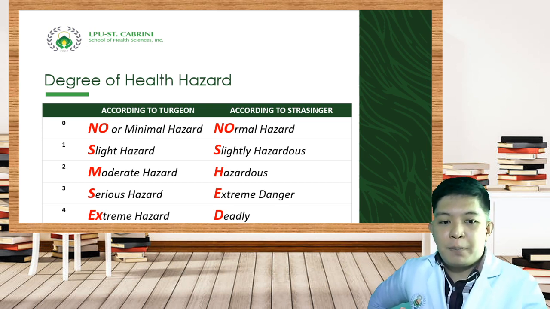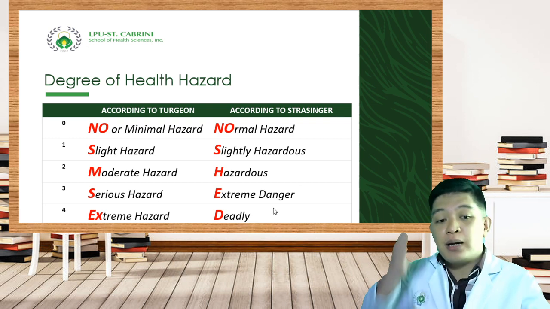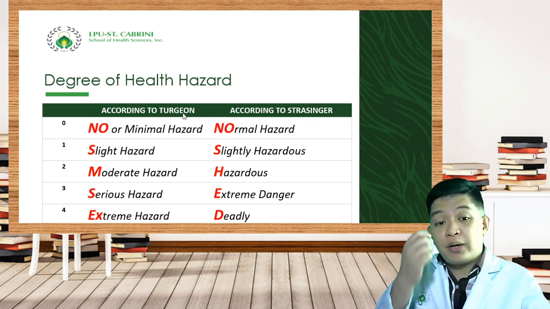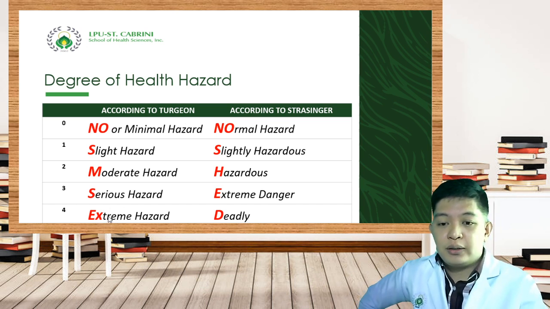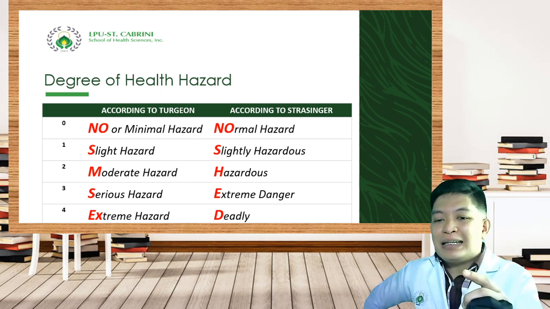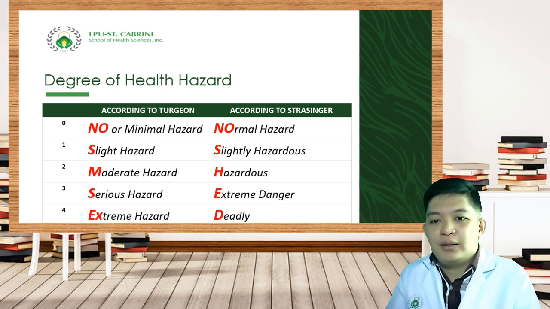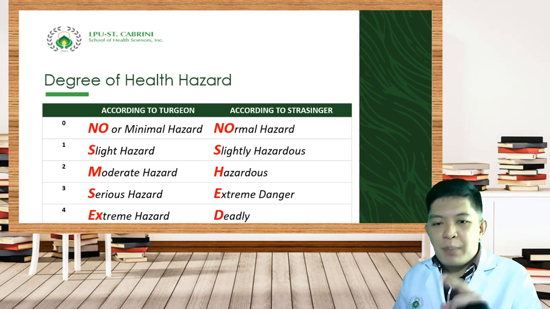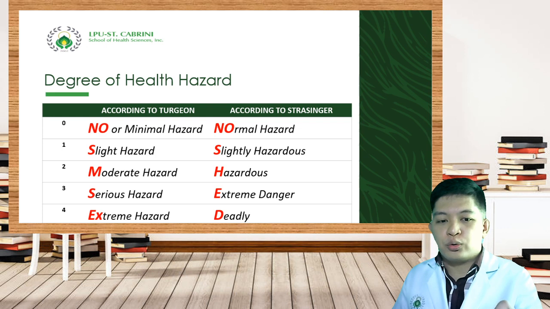So, ano yung mahalaga ditong tandaan? Mahalaga ditong tandaan, no? Yung 3 ay magkaiba sila. Yung 3, kay Strassenger, extreme hazard na yon. Pero kay Turgeon, yung 3, serious. Ang 4, ang extreme hazard. So, tandaan mo, kapag nakita mo na merong deadly sa classification, that is Strassenger, no shed. Kapag nakita mo na merong serious, that's number 3 for Turgeon.